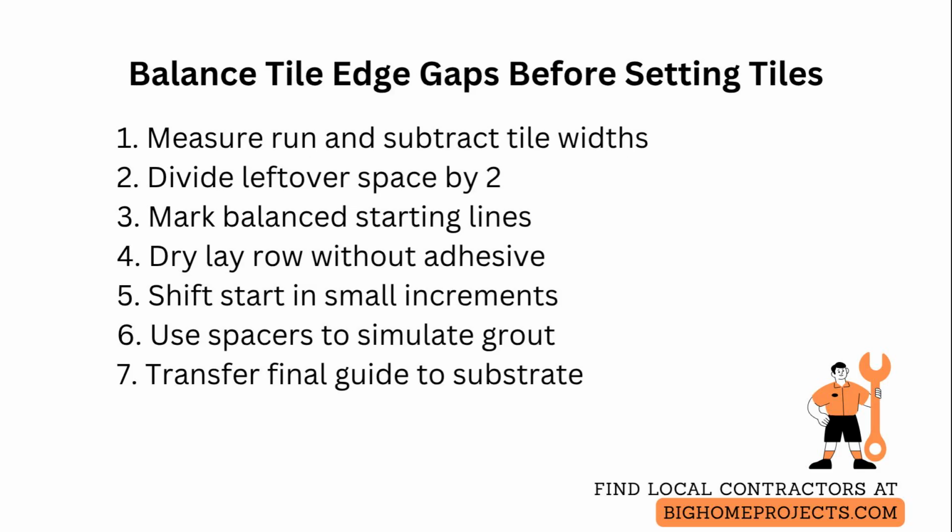Dry lay a row without adhesive to confirm the layout and shift the starting line in small increments until the end gaps are within 1/8 of an inch of each other. When centering is not possible because of fixtures or irregular walls, plan for a wider, intentional cut at less visible transitions like next to a cabinet rather than the main sightline.